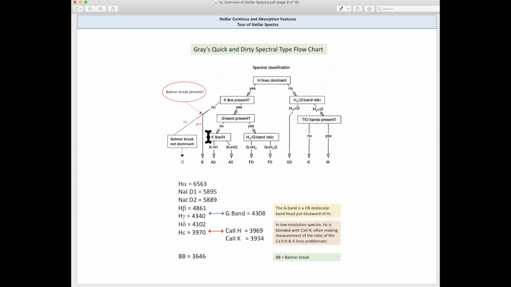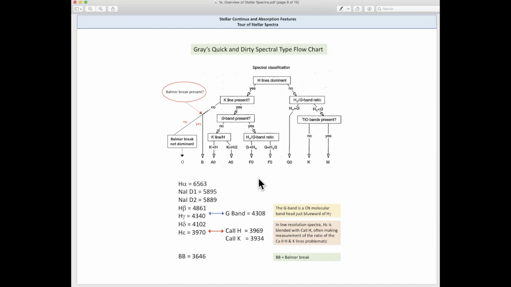The thing that he does not have on his chart, this is out of his book, and I added it here, is that you still get somewhat of a Balmer break in a B star, but you really don't have a Balmer break in an O star. And he left that out of his chart, so I put it in for you. So if H lines are present, yes. Do you have the K line? Calcium II K line. Remember that line we showed you? If it's not present, then we're an O or a B star, so you should go look at the Balmer break.